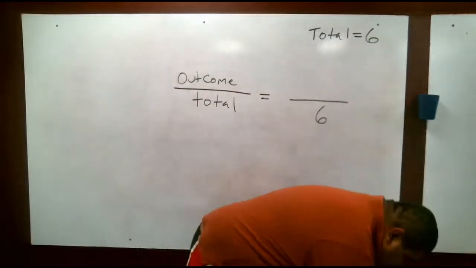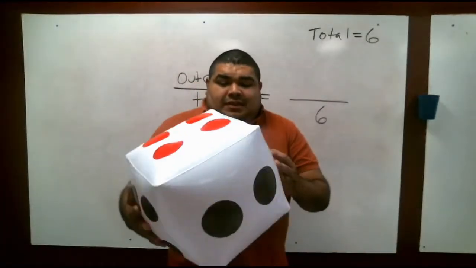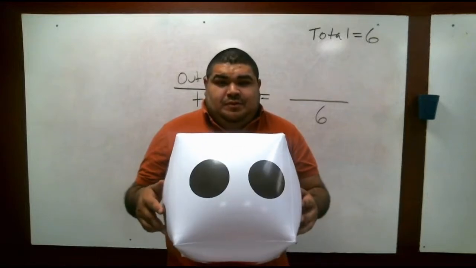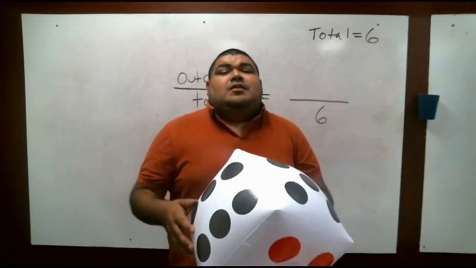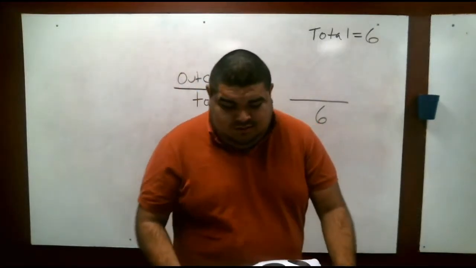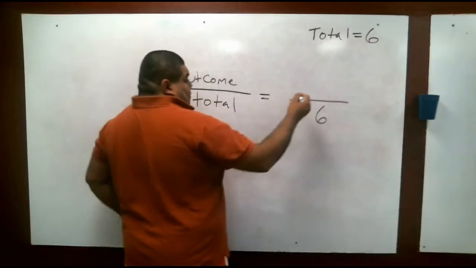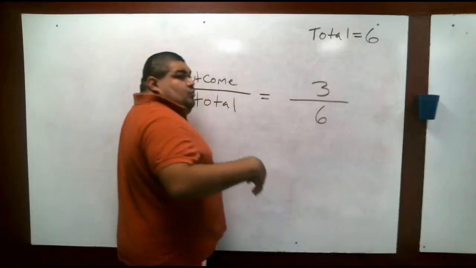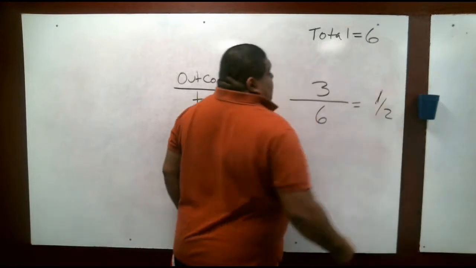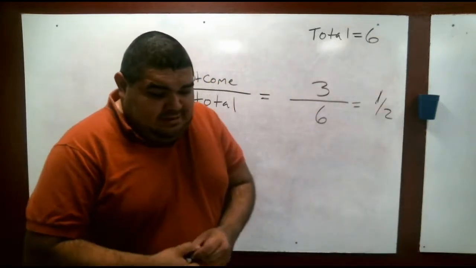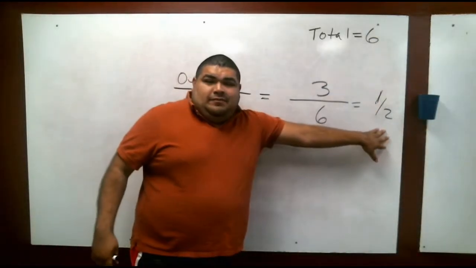Okay, so if I pick up my die again, we have even numbers. We have a 2, we have a 4, and we have a 6. Okay, so we have a total of 3 even numbers. So our answer is 3 over 6, which we always have to reduce, becomes 1/2. So the probability of rolling an even number on the die is 1/2. Okay.